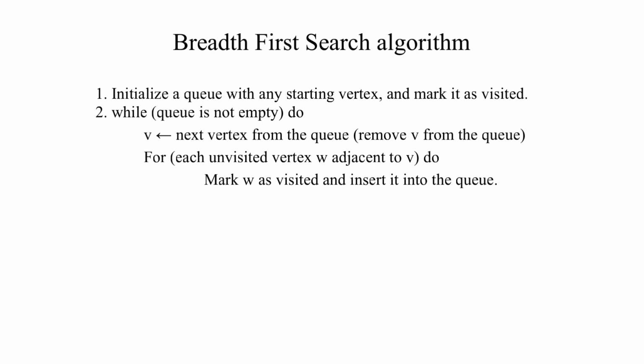A more precise description of the BFS algorithm is the following. First, initialize a queue with any starting vertex, and mark it as visited. All the other vertices are initialized as unvisited. Second, while the queue is not empty, take the next vertex V from the queue, and remove it from the queue. For each unvisited vertex W adjacent to V, mark W as visited, and insert it in the queue.